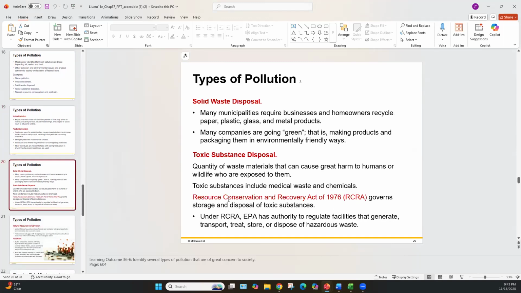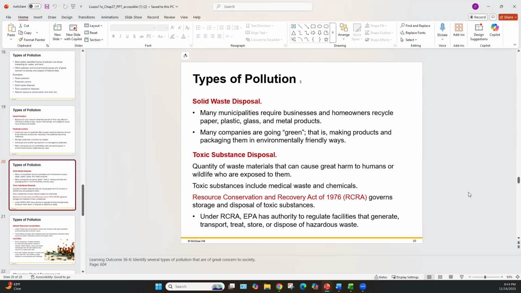All right, types of pollution, solid waste disposal. Many municipalities require businesses and homeowners to recycle paper, plastic, glass, and metal products. Inside the city of Greenville, there's a big effort with that, if any of you live within the city limits. Many companies are going green, that is, making products and packaging them in environmentally friendly ways. This became kind of a big term in your guys' lifetime. So in the last 10 years, green initiatives, this is a big buzzword as well.